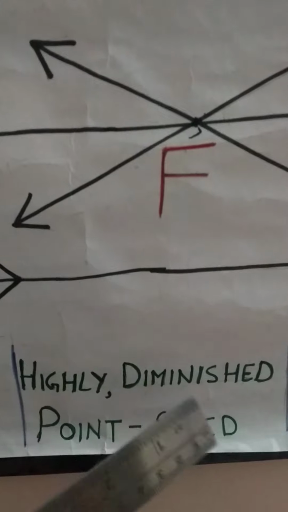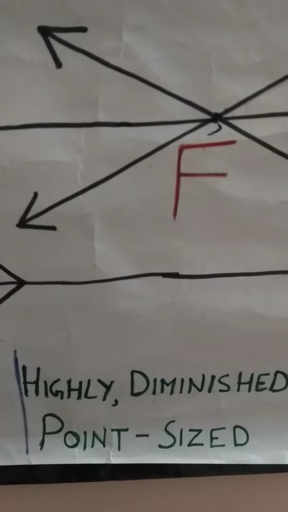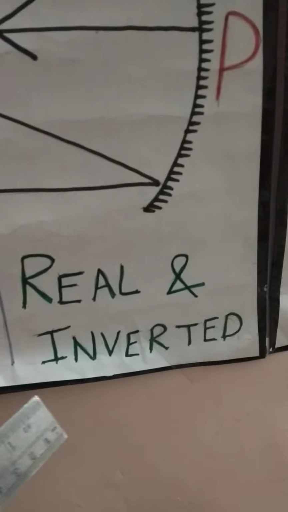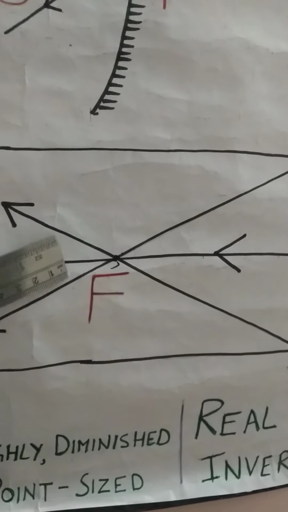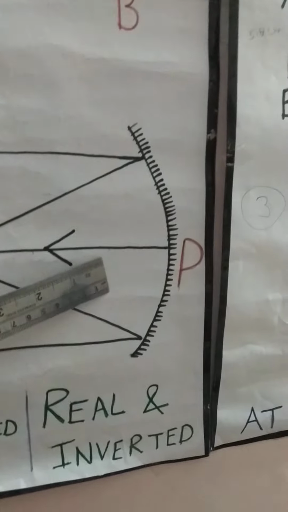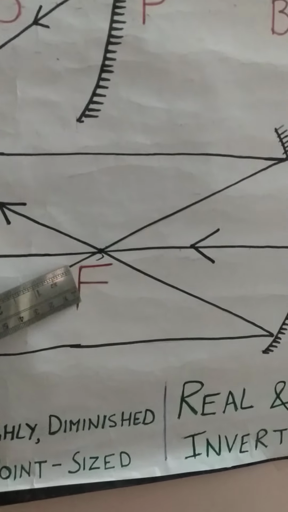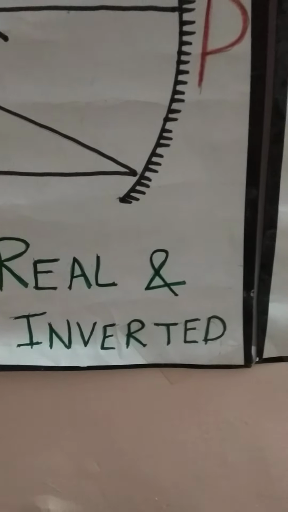Diminished means too small. Highly diminished means point size, like a point. Nature of the image: real and inverted. The image is formed in front of the mirror, so a real image is formed. A real image is always inverted, so the nature of the image is real and inverted.